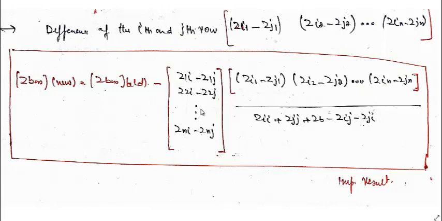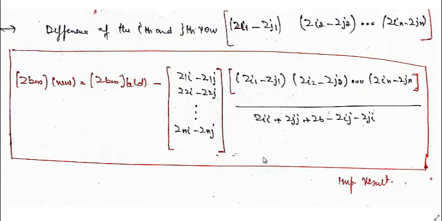So you can see again the order of the whole matrix will be n cross n. The order of the old matrix will be n cross n. The order of this matrix will be n cross 1. The order of this matrix will be 1 cross n. When we multiply two matrices, n cross 1 into 1 cross n, the resultant matrix will have an order of n cross n.